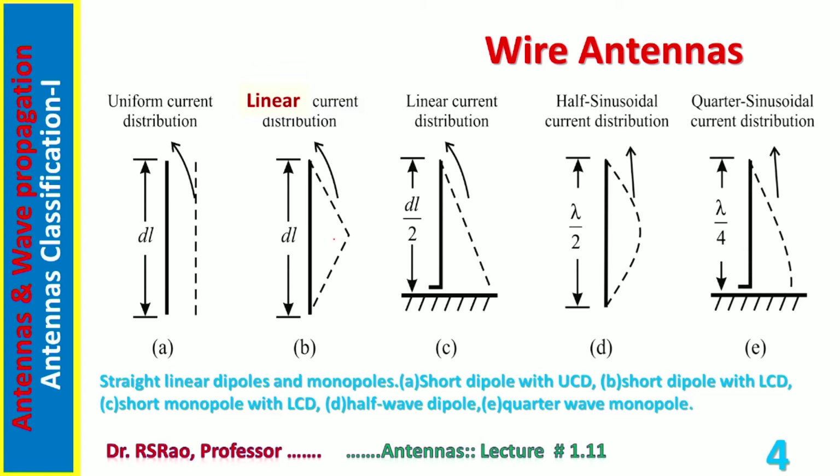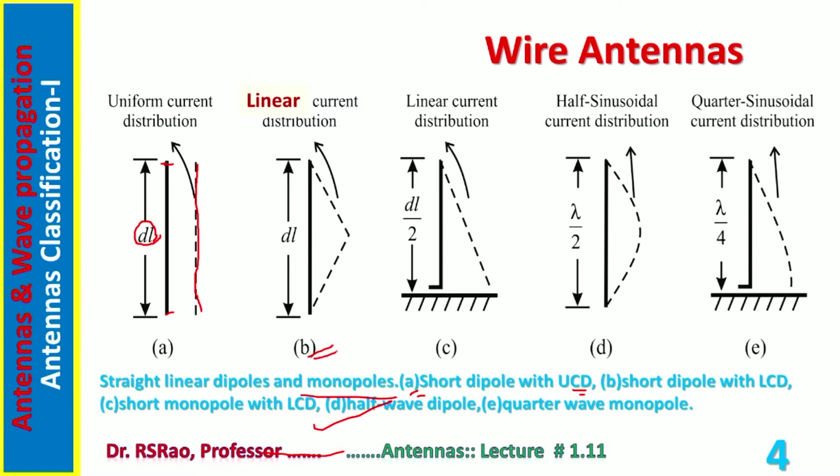Here are shown several wire antennas along with their current distribution. Straight linear dipoles and monopoles. In A is shown a short dipole with a uniform current distribution. So this is current. Current is uniform along its length. Length is short, very small. That's why it is usually indicated by dl. dl stands for differential length.